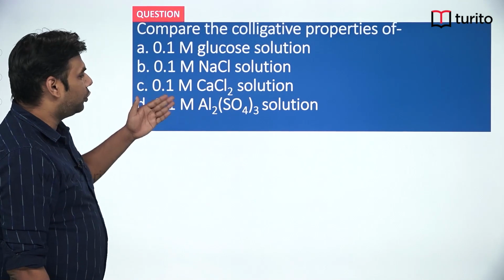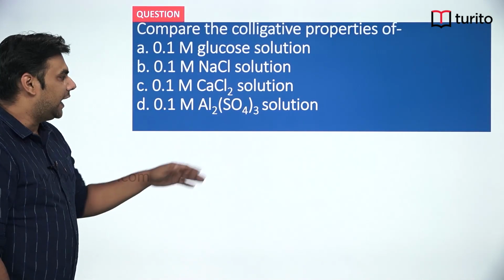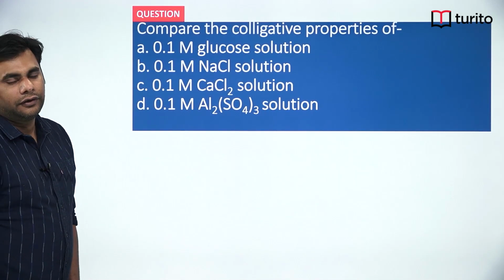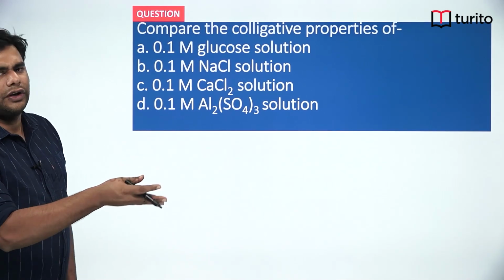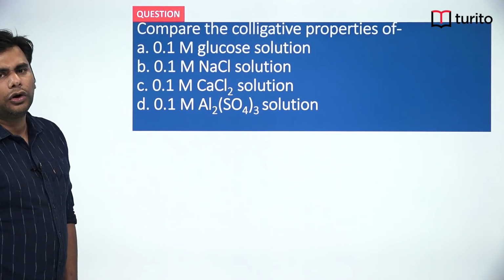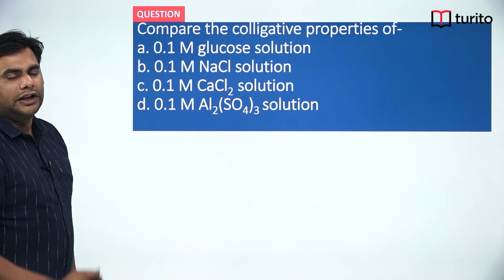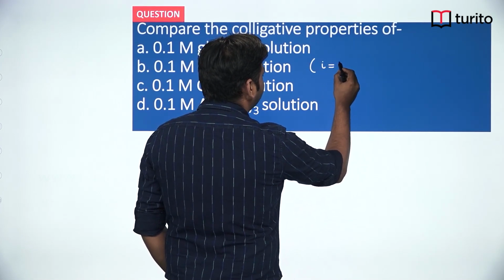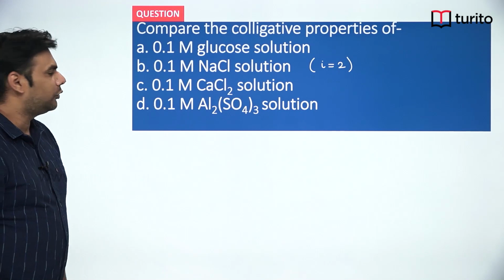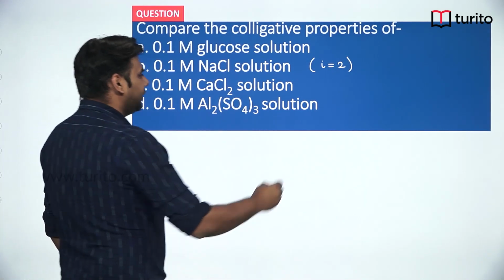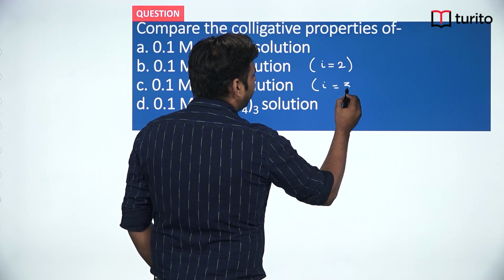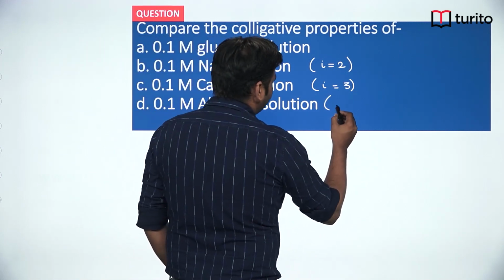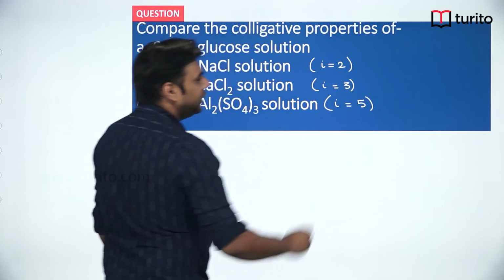Now because sodium chloride, calcium chloride and aluminum sulfate are ionic solutes, they will ionize in solution. Degree of dissociation has not been given. It is not written like it is 50% or 80% dissociated. So we'll assume that all the electrolytic solutes are dissociating completely. When NaCl dissociates, it will give two particles, so Van't Hoff factor of this would be 2. Similarly, calcium chloride, if it dissociates completely, will give 3 ions finally, so the Van't Hoff factor would be 3. Similarly, aluminum sulfate in aqueous solution will break into 5 ions, so its Van't Hoff factor would be 5.